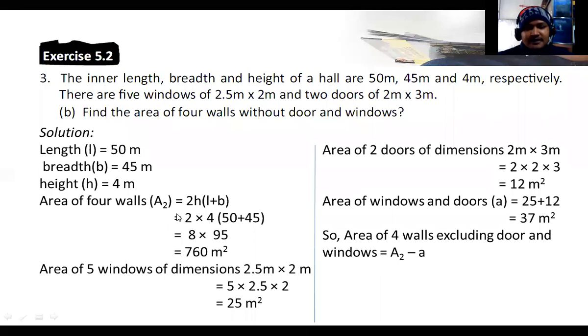A2 is the area of 4 walls, 760, and the area of windows and door is 37 meter square. By subtracting it, what value will you get? Calculate it. 723, sir. 723 meter square. Okay, good. And this is the final solution for question number B.